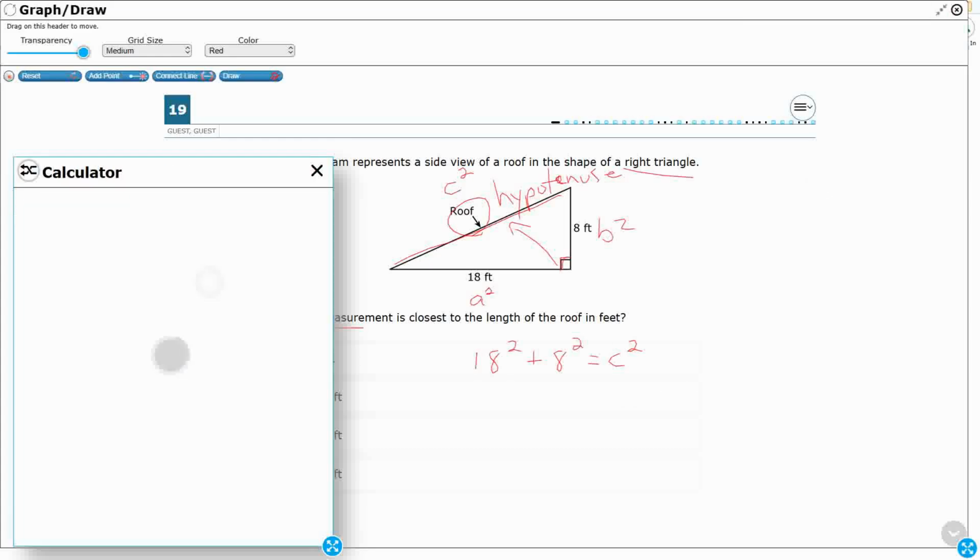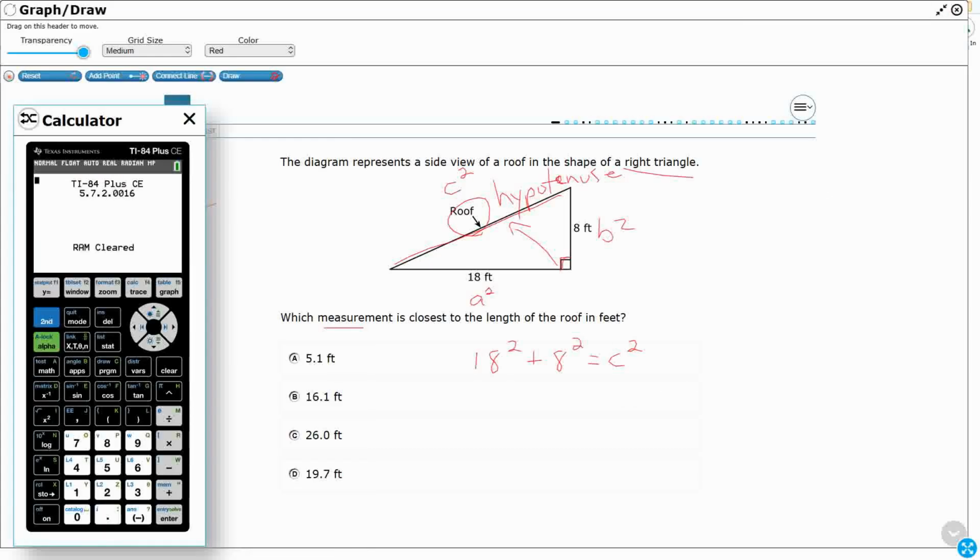So we're going to need to square both of those. So let's go ahead and do that. So let's do 18 squared. And then let's go ahead and add 8 squared. Let's do both of those together. Okay, so that's going to get 388, which is not an option. It's not meant to be. 388 is equal to C squared.